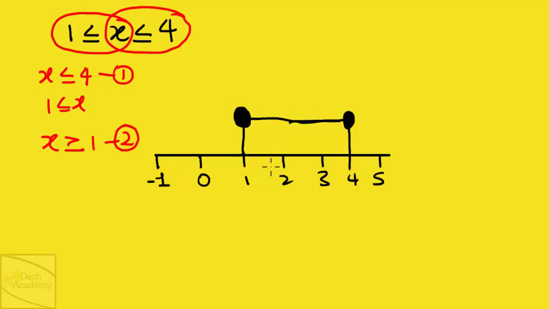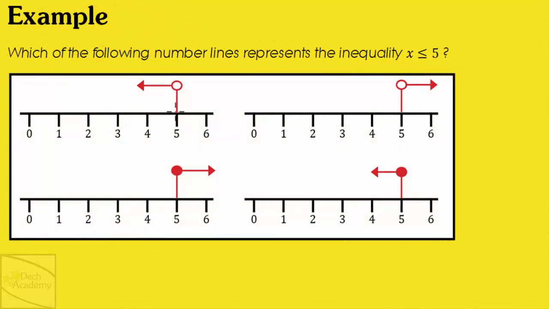And this inequality shows that x can take values between 1 and 4, inclusive of 4. So this shaded circle says x can be 1. This shaded circle above 4 says that x can be 4. And this line in between these values says x can take any value between 1 and 4. So x can be 2, can be 3, can be 2.5. Any value in this region on the number line. So that's the solution.